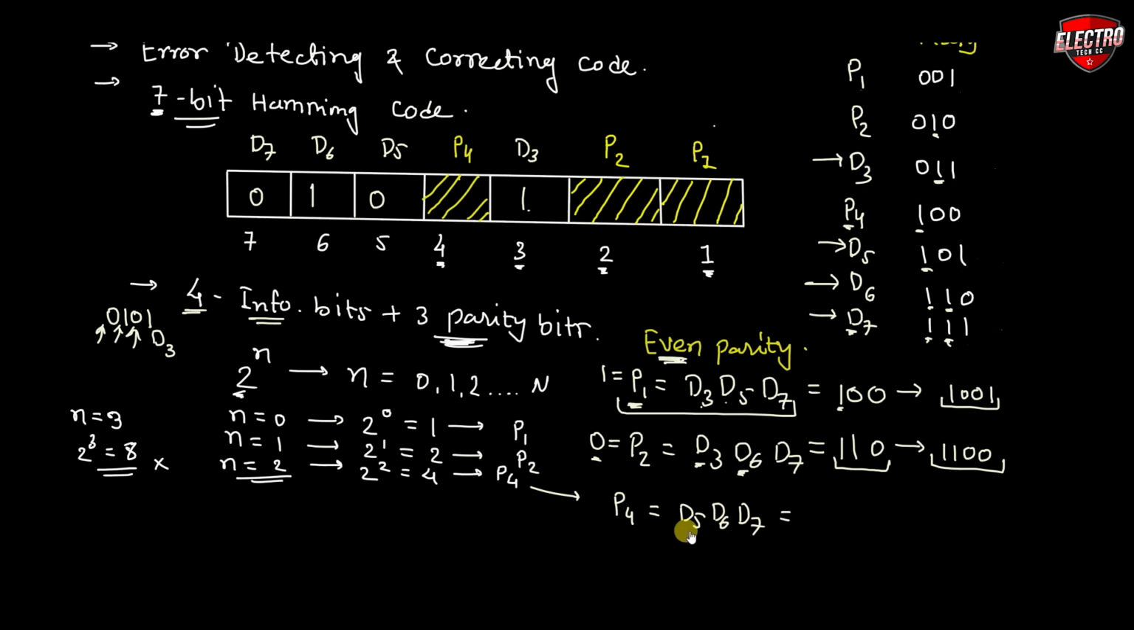Now if we use the message bits, then D5 is equal to 0, D6 is equal to 1 and D7 is equal to 0. Now if we want to make an even parity, the number of 1s in this message is equal to 1. So if we place P4 equal to 1, then we get the final answer 0, 1, 0 and the parity bit equal to 1, and the number of 1s is equal to 2, and 2 is an even number. This way we can find the values of the parity bits for the final message signal.